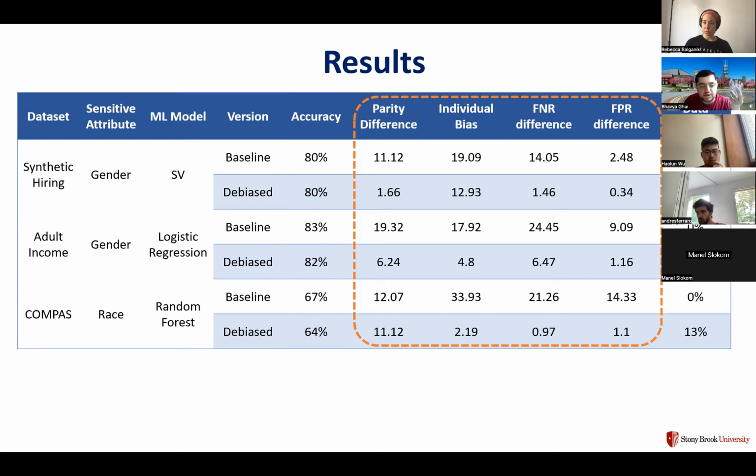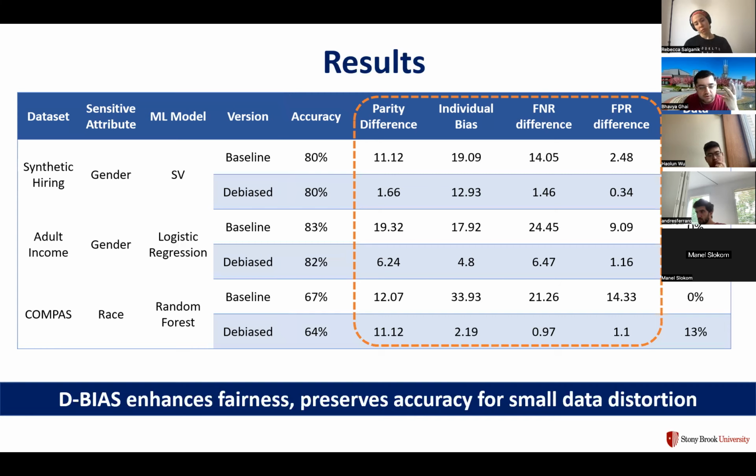They're very, very significant. If you look at these numbers, you will find that the fairness numbers have come down drastically for many of these metrics for a little bit of data distortion. So we can overall say that debias helps enhance fairness. It preserves accuracy for a small data distortion.